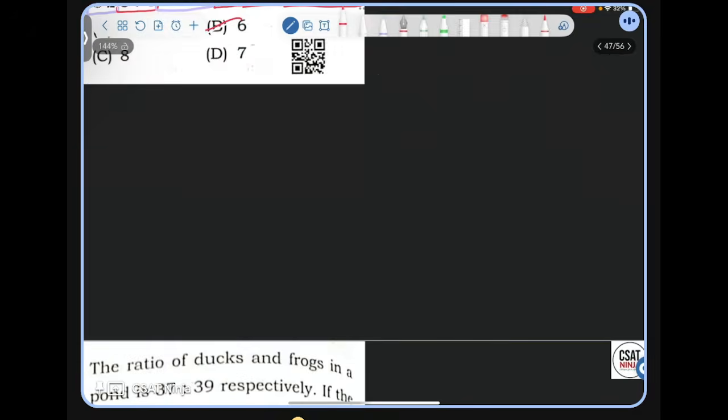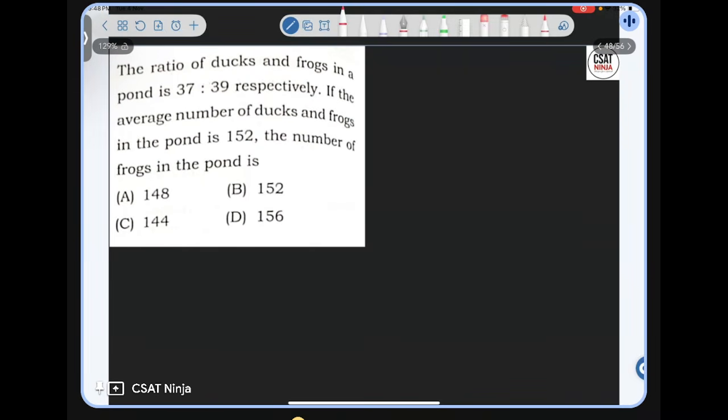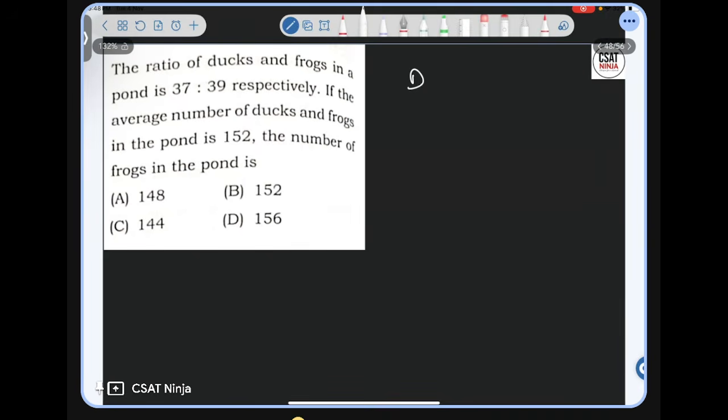Let's go to the next. The ratio of ducks and frogs in a pond is 37 to 39. Okay, there are ducks and there are frogs. If the average number of ducks and frogs in a pond is 152, the average is given as 152. So if average means we are talking about two groups, can I say sum or total?